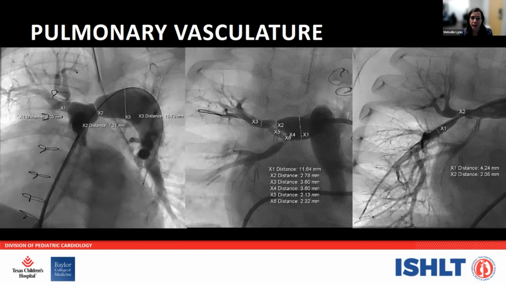So again, you can see proximal stenosis of her RPA and LPA, and then the dilation of her more distal LPA. And then you can see distal hypoplasia of multiple segments of her right system, and then underdevelopment of the distal vascular bed.